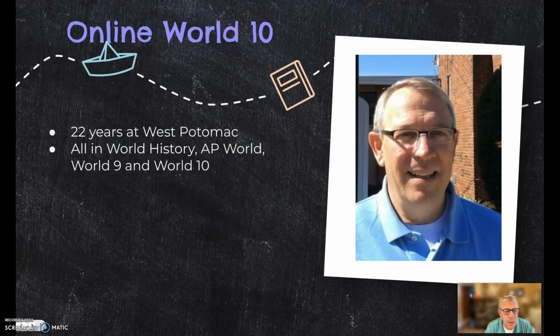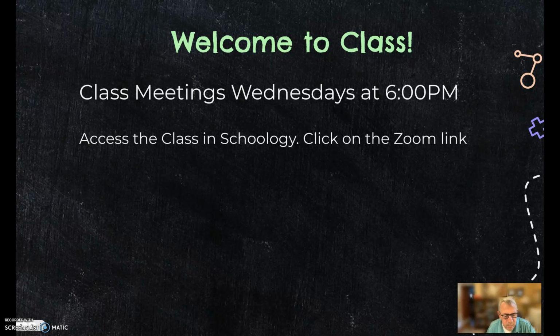I teach at West Potomac and have taught there for 22 years. All of my teaching has been in world history, AP World, World 9, World 10, and occasionally an elective in religion and current events. We will meet on Wednesday evenings at 6 p.m. The class will last about 1 hour. You will access the class through Schoology by clicking on the Zoom link.